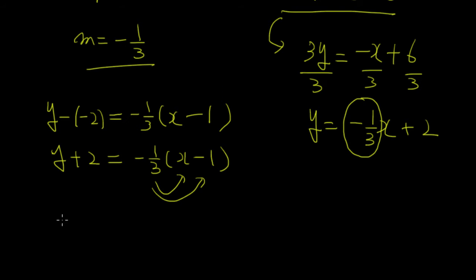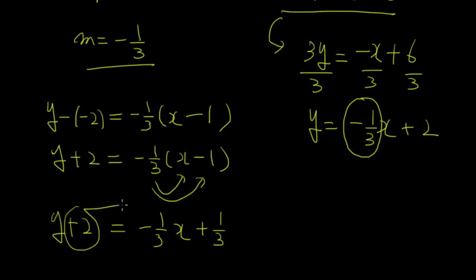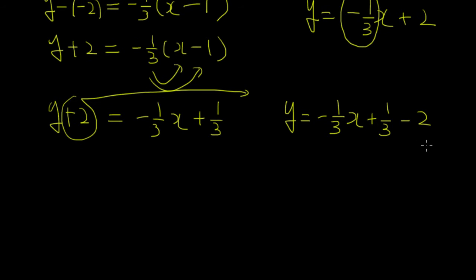So, y plus 2 equal -1/3 x, -1/3 times -1 plus 1/3. Now move this 2 to the other side. Y equal -1/3 x plus 1/3 minus 2. Okay, so how do we combine these two? We need what's called the common denominator, right?